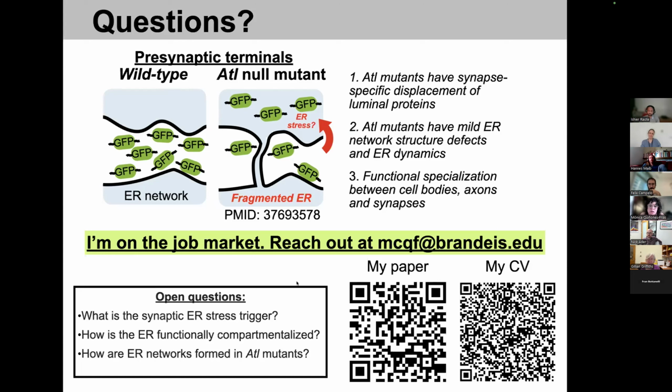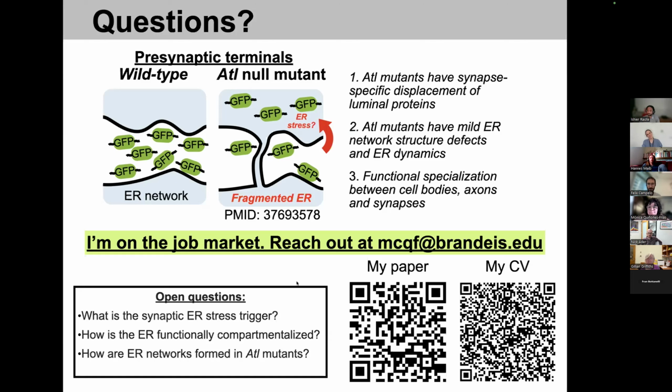And this is also a neuronal specific phenotype, because if I knock down Atlastin presynaptically, I still see the phenotype. So there's something special about Atlastin at the synapse that is preventing these luminal proteins from getting out of the ER? Yeah, that's a great question.